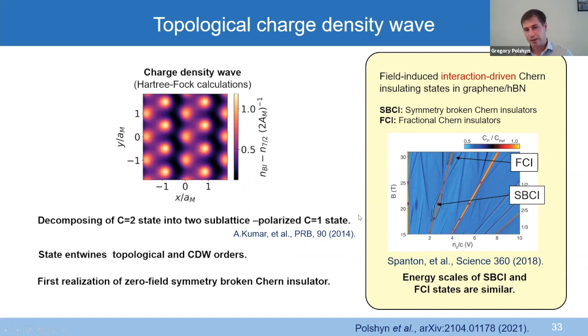Because if we just take an empirical approach and we look at studies of FCI and SBCI states which emerge at high magnetic fields in graphene aligned to hBN, we will find that those states are observed at comparable magnetic fields, so they have similar energy scales. So the fact that we already see zero field SBCI in graphene heterostructures just tells us that these structures provide very strong electronic interactions, which might be sufficient for zero field FCI states too.